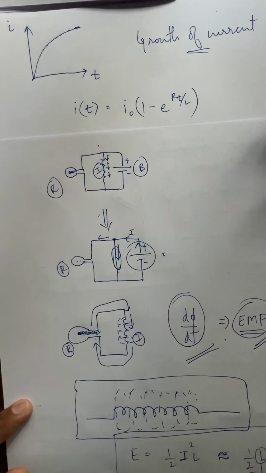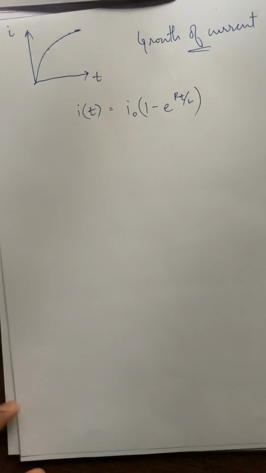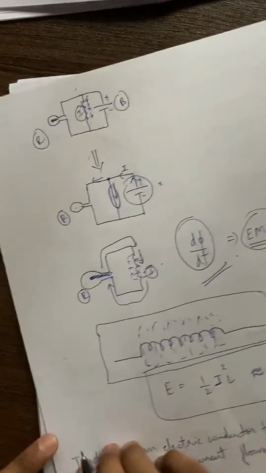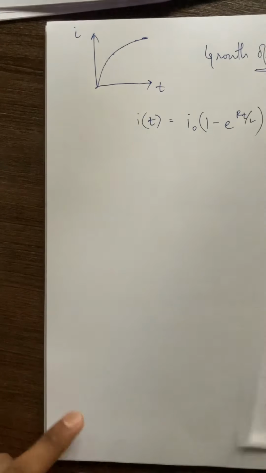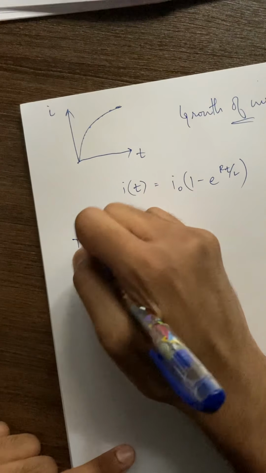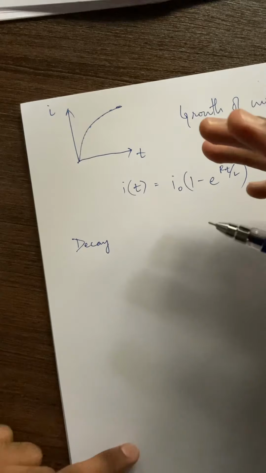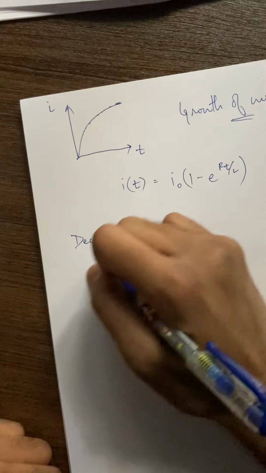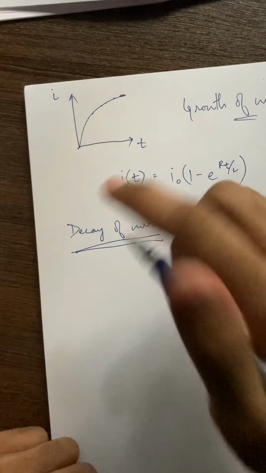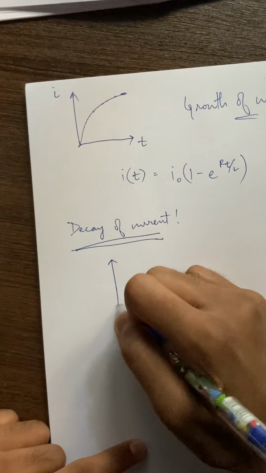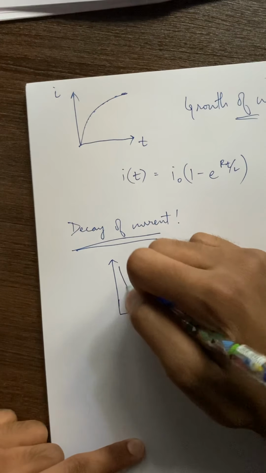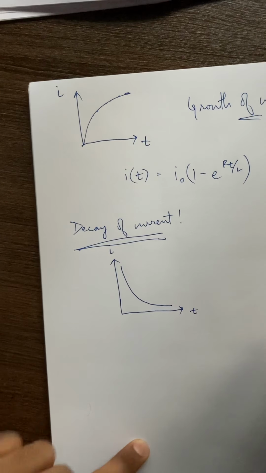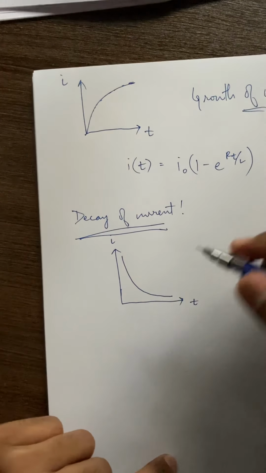When the battery is removed, in the second case, the battery is not there. Current starts decaying or decreasing, or the inductor starts supplying the energy to the bulb. Right. Now, that process where the inductor starts providing energy to the bulb is called decay of current. Here we are. Decay of current. It has a graph for that too. The graph is like this. It's a hyperbola, as you guys can see it.